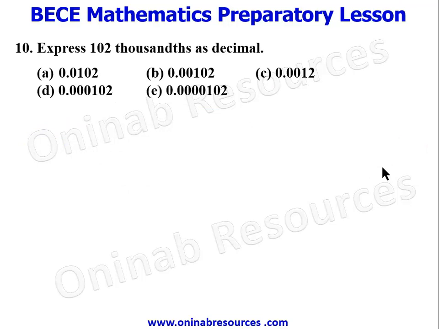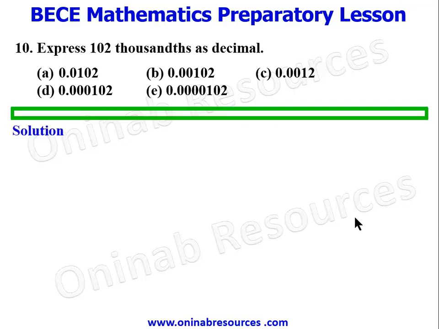Express 102 thousandths as decimal. So in our solution, here this is 102 thousandths. The approach to this is the thousandths actually starts from 1. So it is not 102 over 1000. So what we do is we say 0 point, we have 102, 10 is tenths, the second 0 is hundredths, and this 1 will be what? Thousandths. So that is just the best way to resolve this problem, and this corresponds to option B. And that is the end of solution to problem 10.